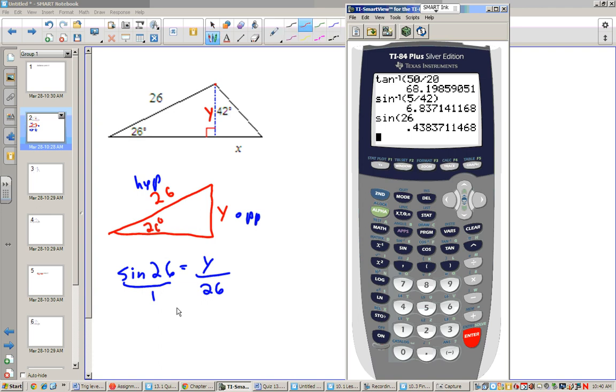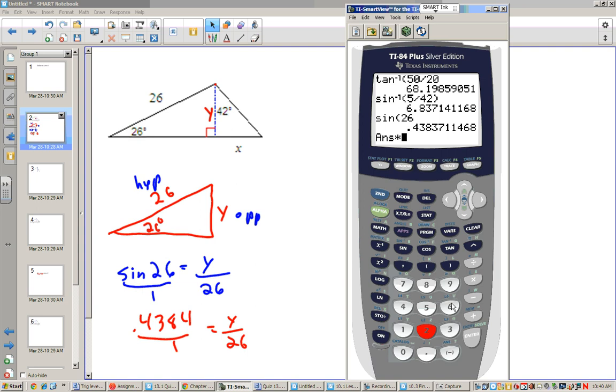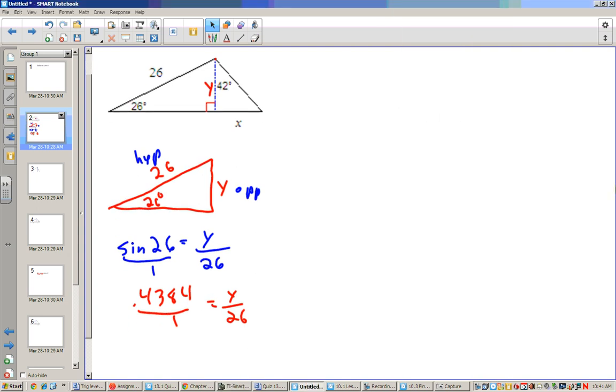0.4384. 0.4384 over 1 is equal to y over 26. Now I just have to multiply that by 26 when I'm cross multiplying, and I get a wonderful answer of 11.4. So y equals 11.4.